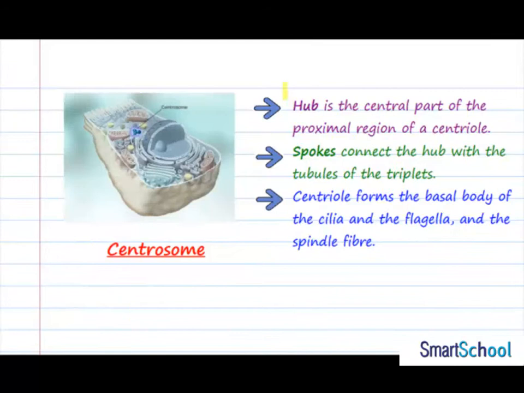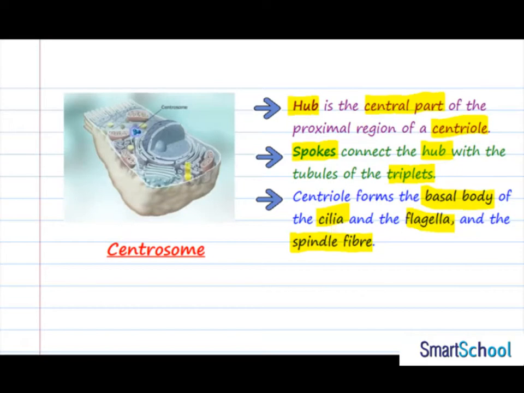Some other unique features of the centriole are, there is a hub which is the central part of the proximal region of the centriole. So the central part of the centriole is known as the hub. Then there are spokes which connect the hub with the tubules of the triplets. So the spokes connect the hub with the tubules of the triplets which are present on the periphery. The centriole forms the basal body of the cilia and the flagella, and the spindle fiber. So this is very important: centrioles form the basal body of cilia, flagella and spindle fiber.